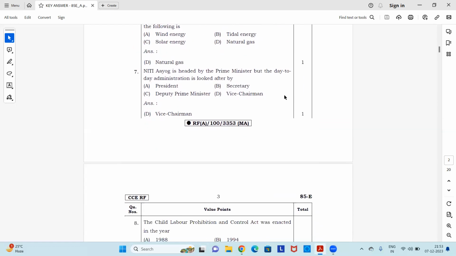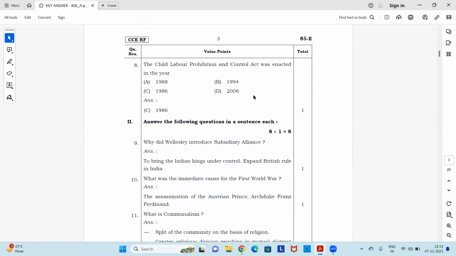Next, Niti Aayog is headed by the Prime Minister, but the day-to-day administration is looked after by dash. Answer is option D, Vice Chairman. Okay, last question of the first main, that is the 8th one. The Child Labor Prohibition and Control Act was enacted in the year. Option C, 1986 is the right answer. So I hope all these are there from your chapters. Be very careful. This kind of questions could be asked for multiple choice questions. This was for 1 mark each.